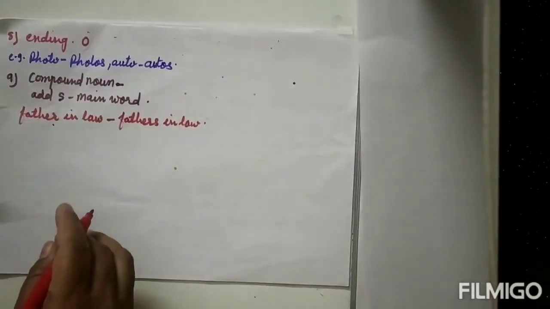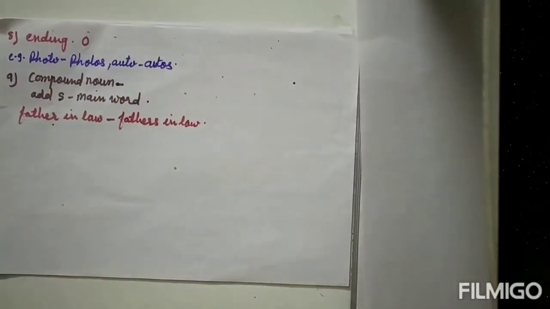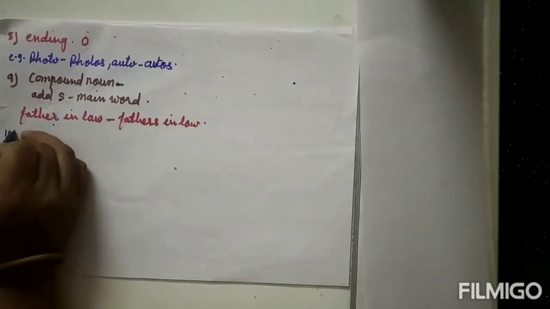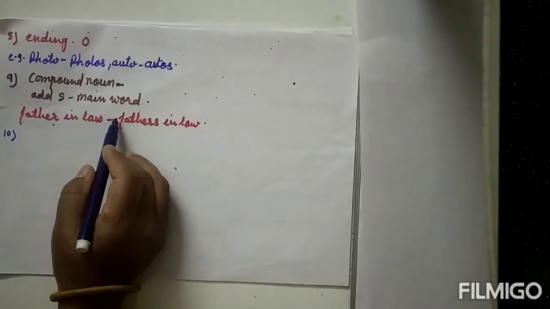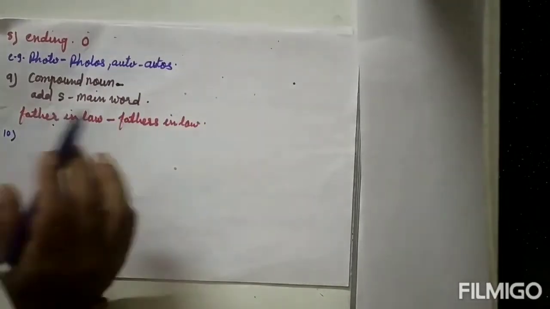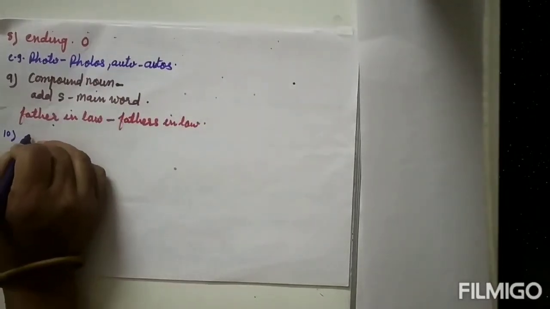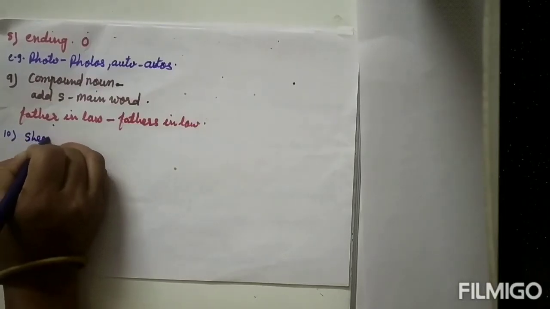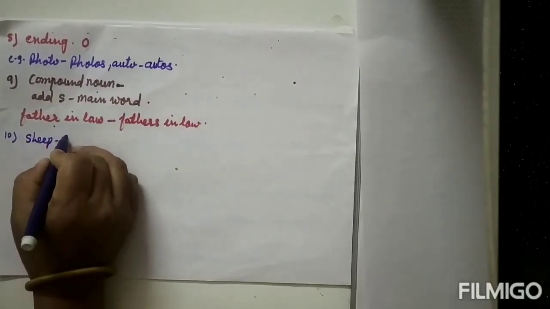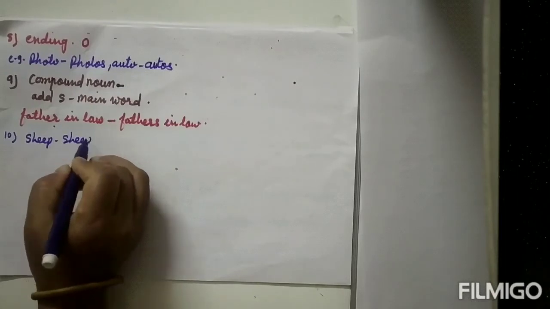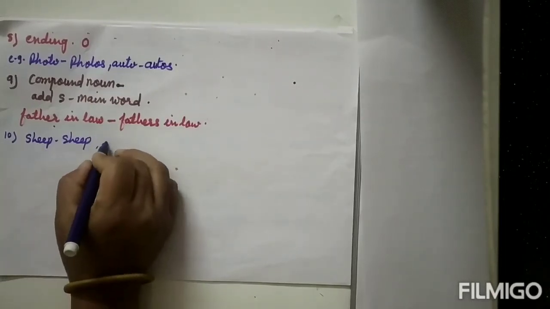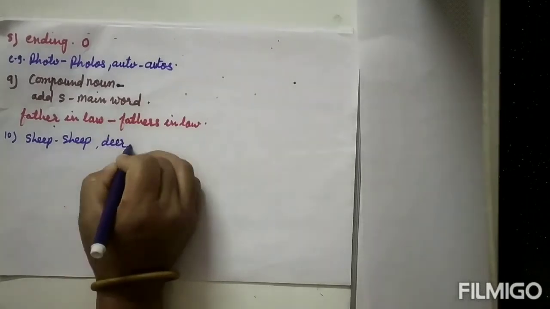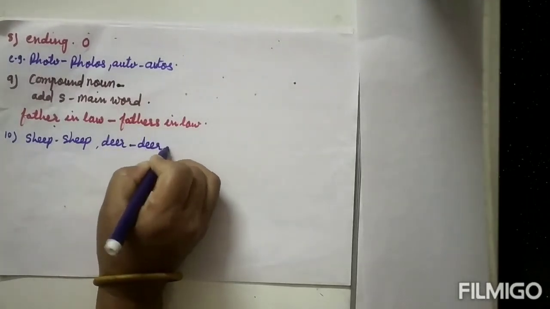Okay. Now next rule we'll see, that is the 10th rule. Some nouns have the same form in the singular and plural, no changes. For example, sheep. Singular, plural also same, sheep. Again, deer. Deer also no changes.